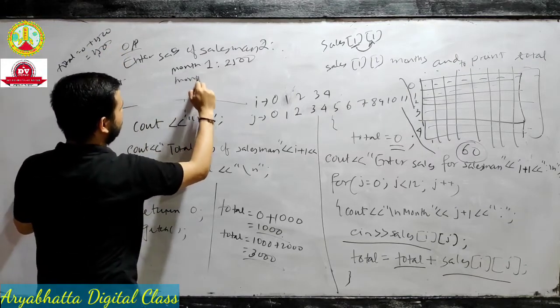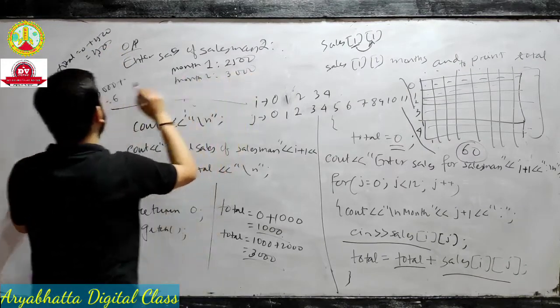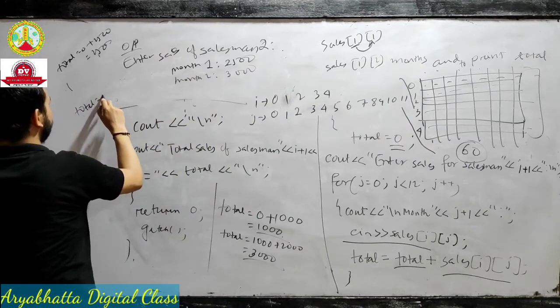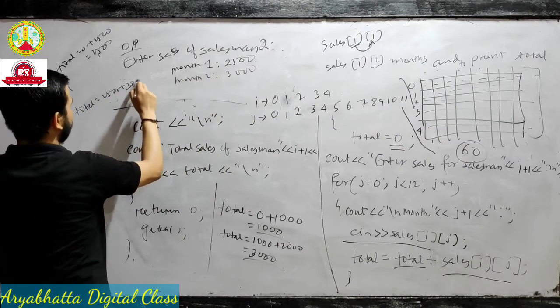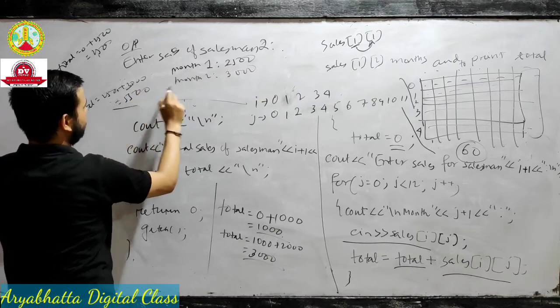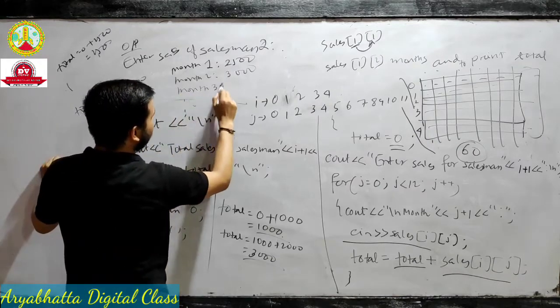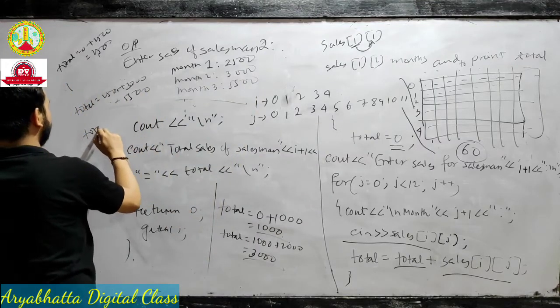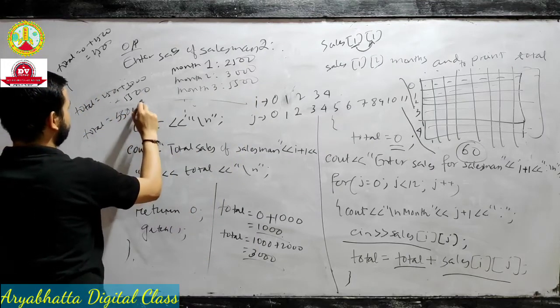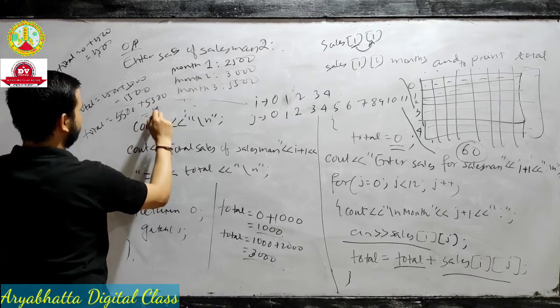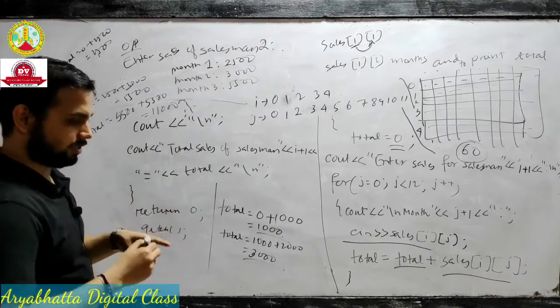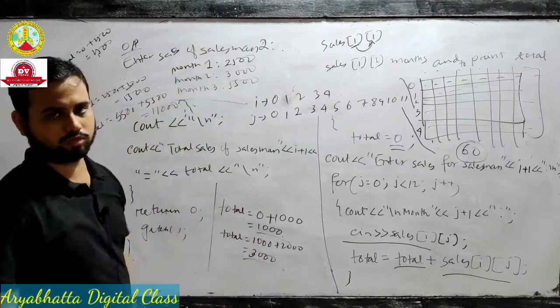For month 2, suppose 3000, now the total will change to 2500 plus 3000 means 5500. For month 3, suppose he sells 5500. Now what will the total be? 5500 plus 5500 means 11,000. Like that the total value for salesman 2 goes on.